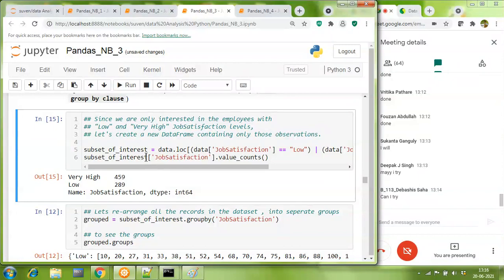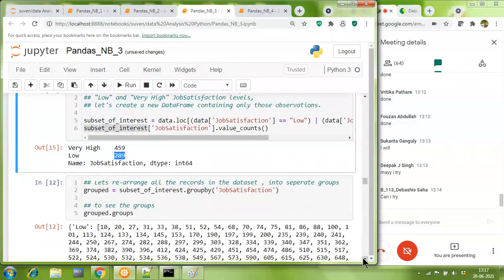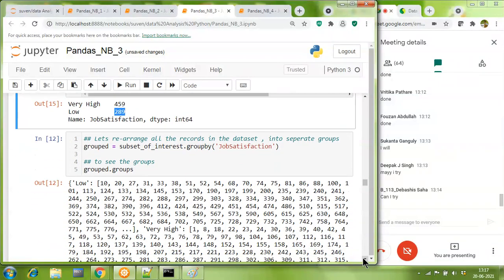Subset of interest is the new data frame which has 459 very high and 289 low values. That means it has 459 employees with very high job satisfaction, and 289 employees with low job satisfaction. Please stick around on this. Don't execute. Look into my notebook very carefully the next time.